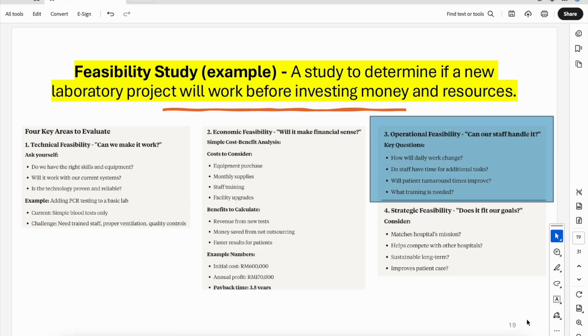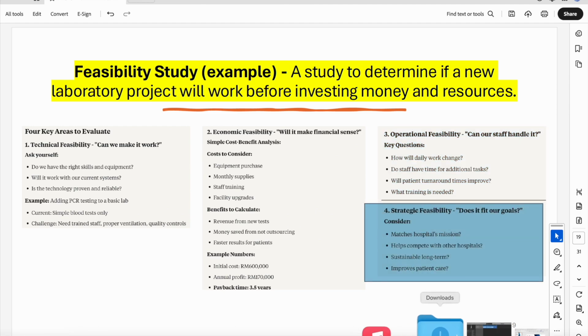Number 3, operational feasibility. Can our staff handle it? Key questions include: how will daily work routine change? Do staff have time for additional tasks? Will patient turnaround time improve? What training is needed for successful implementation?